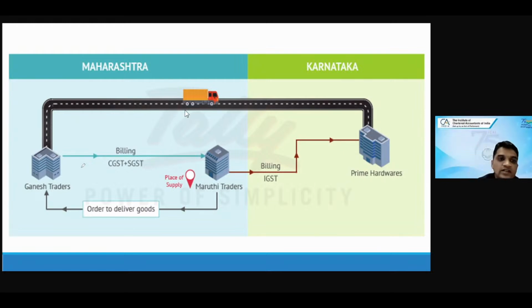Okay. So in this case, we have clearly understood that Ganesh Traders and Maruti Traders are in the same state. So place of supply is Maruti Traders location, which is in Maharashtra in our case, and it is getting delivered to Karnataka. Still the place of supply will be based on the primary contract that I have received.